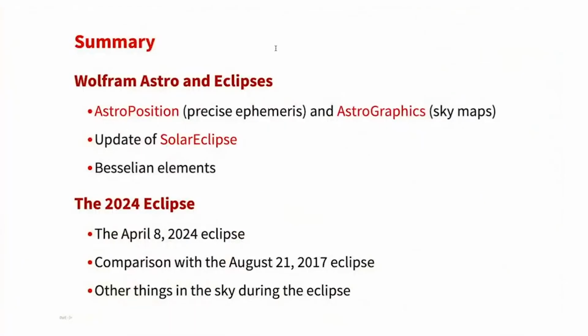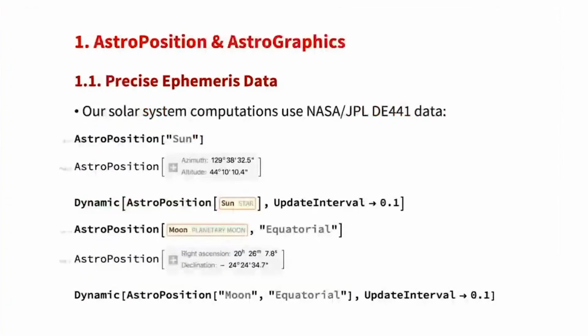In the first part of the talk, I will discuss the astro functionality in Wolfram Language. Then we will talk about the main function we use to compute solar eclipses. And then I will mention briefly the technique that is used behind those computations. And then Jeff will talk about the eclipse next week. He will compare it to the eclipse in 2017, and he will talk about other interesting things related to the eclipse that day. Okay, so let's start.